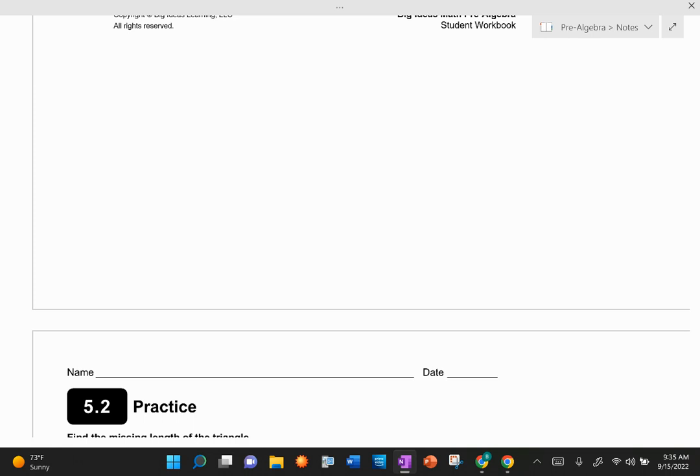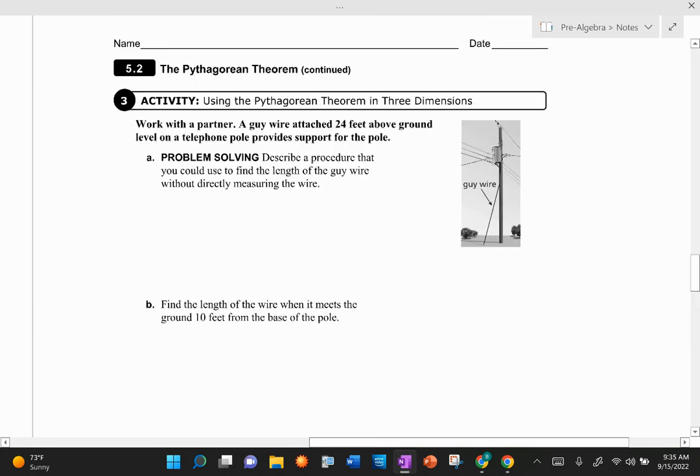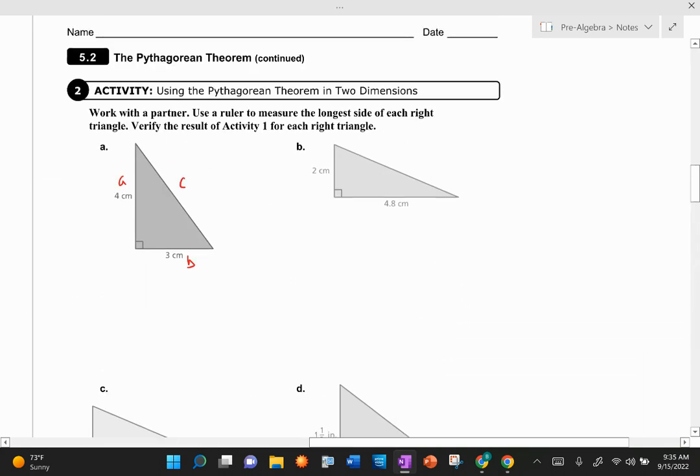So, what do we get for A? 5 centimeters. Anybody get anything different? These rulers, especially the wooden ones, could potentially get chipped away. So if your measurement's a little off, that's fine. But yes, 5 centimeters. So, what about letter B? 5.2 centimeters.